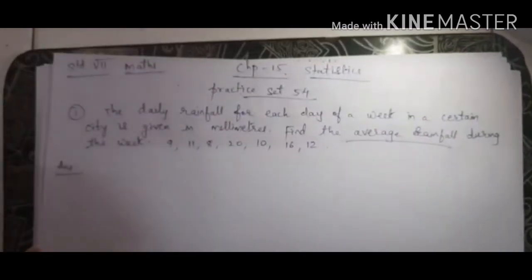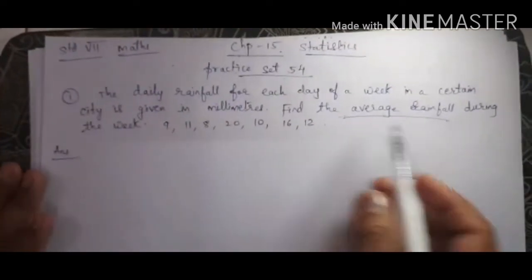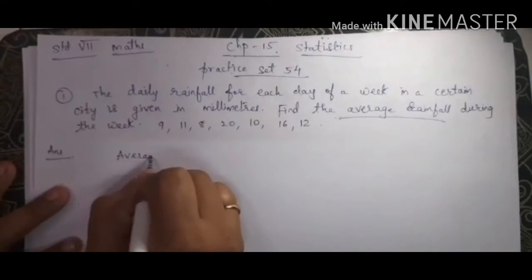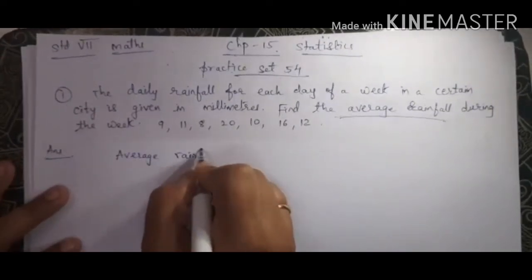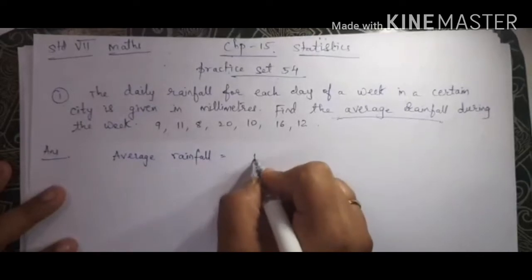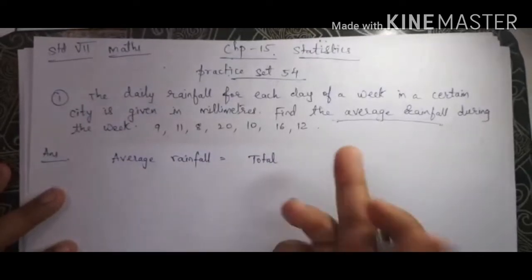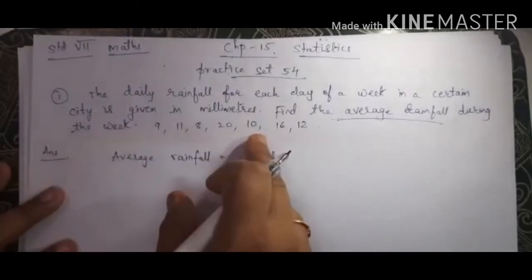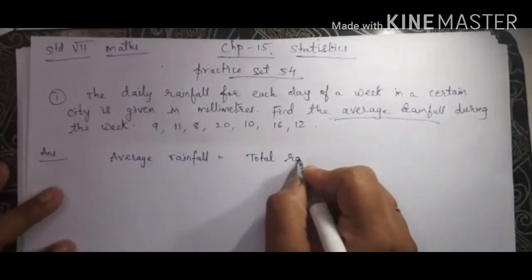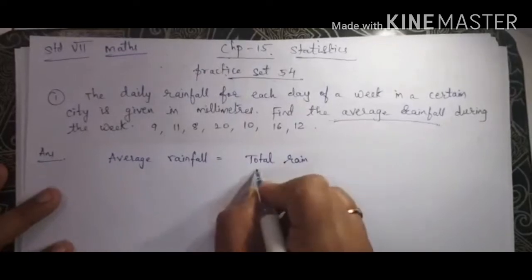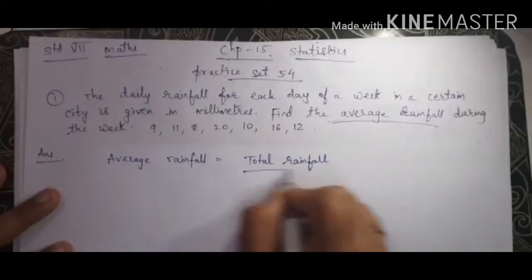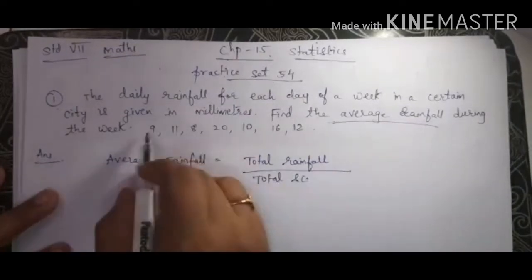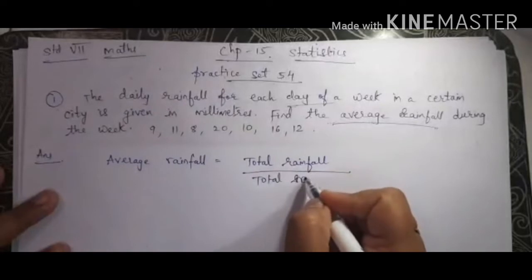So let us use this formula and find out the average rainfall. First of all, we'll write the formula. Average rainfall is equal to total. We can write sum or total, sum and total is the same only. You have to add this data which is given of rainfall in millimeters. So this is total rainfall divided by total number of scores, this is what days. Total number of days.